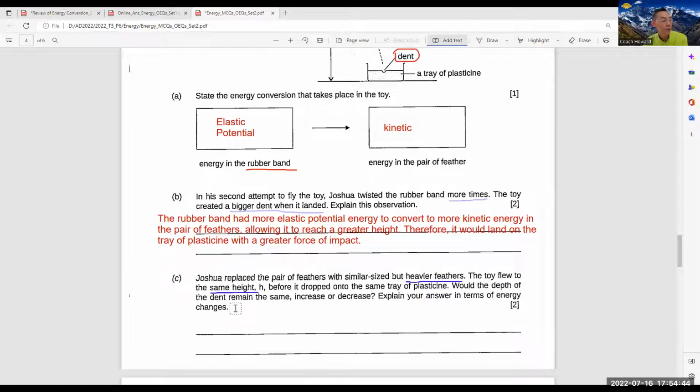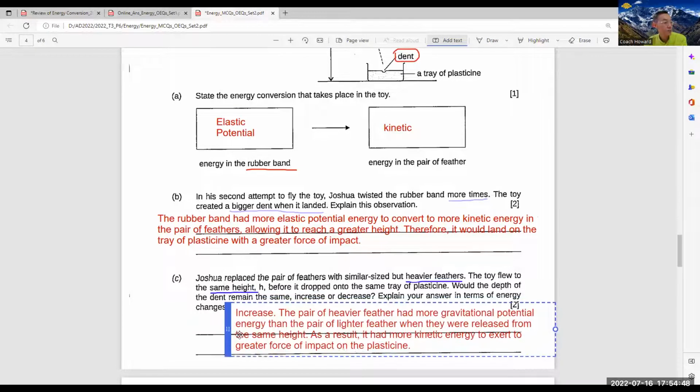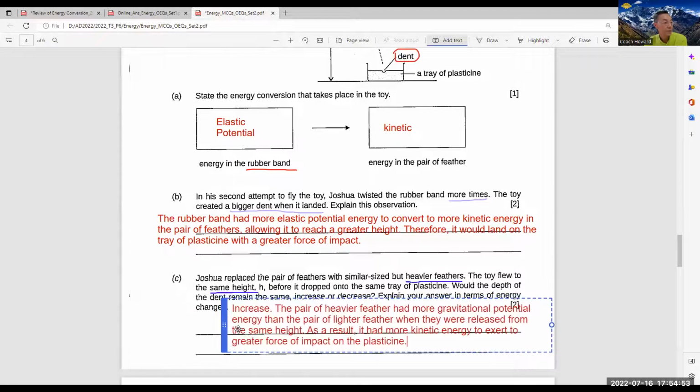Okay, so they ask you this one. Would it remain the same, increase or decrease? So the answer is increase.